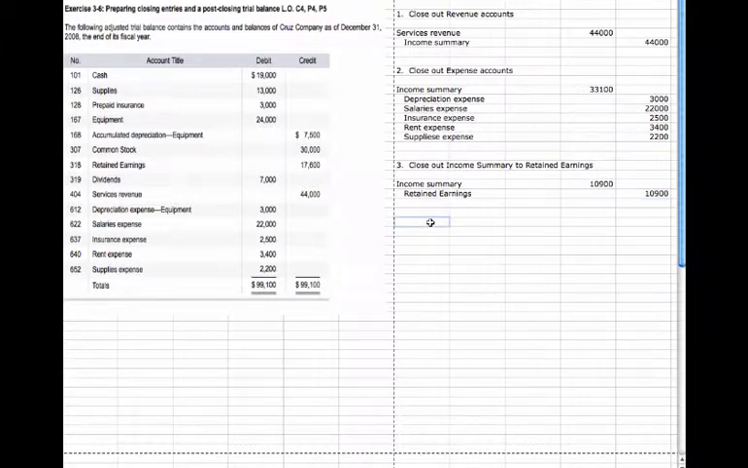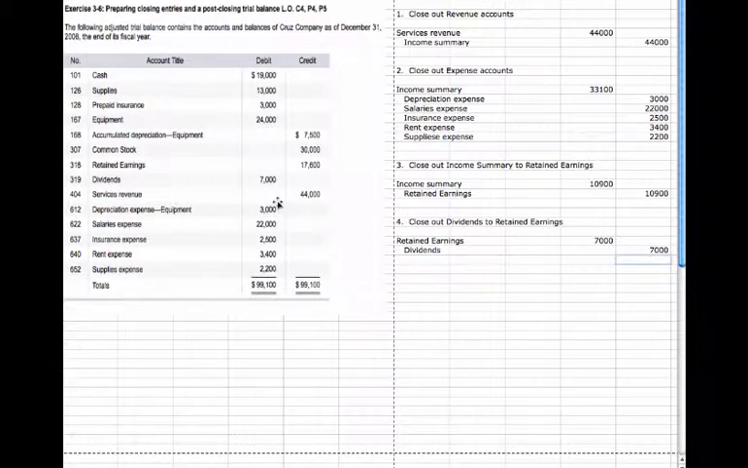And the fourth step, step number 4, is to close out the dividends to retained earnings. So if I look over here, my dividends account is $7,000. It's a debit. So I'm going to reduce retained earnings by $7,000. And I'm going to zero out my dividends account by $7,000. So what I've done is the 4 steps to close out all the temporary accounts.